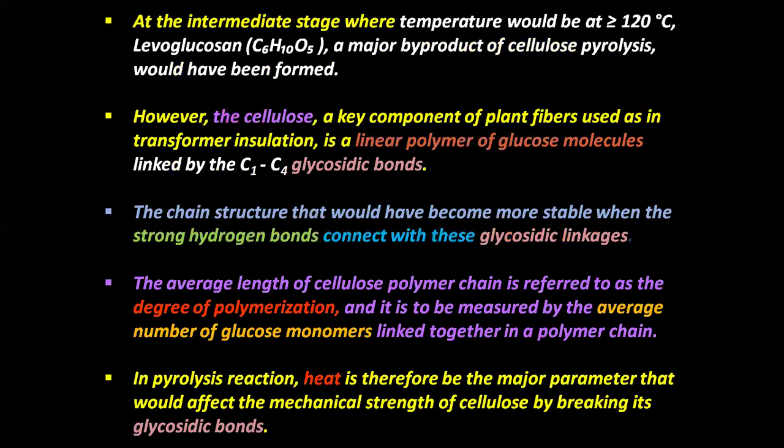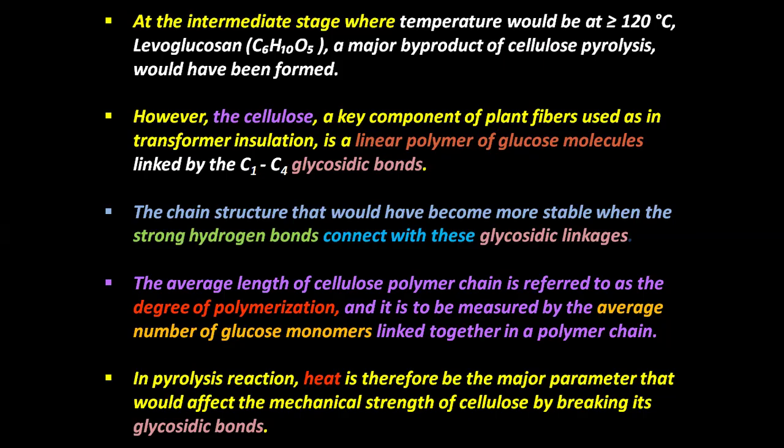At the intermediate stage, where temperature is greater than or equal to 120 degrees centigrade, levoglucosan, that is C6H10O5, a major byproduct of cellulose pyrolysis, is formed. Cellulose, a key component of plant fibers used in transformer insulation, is a linear polymer of glucose molecules linked by C1-C4 glycosidic bonds.